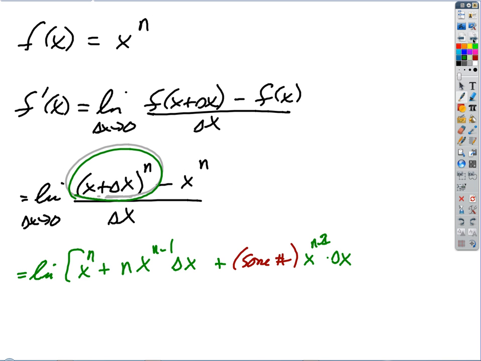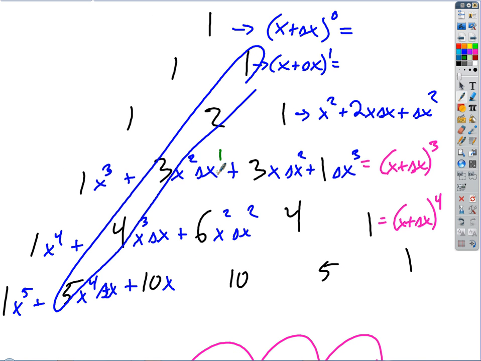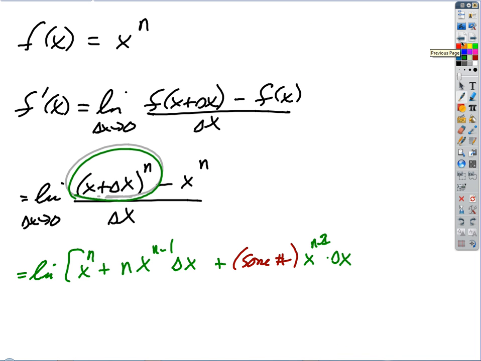Remember that these always add up: 1 plus 2 is 3, 3 plus 0 is 3, you get the idea. The powers always have to add up to whatever number n corresponds to that row. So it's going to be delta x squared plus et cetera. We could keep going if we wanted to. Minus x to the n, all over delta x.